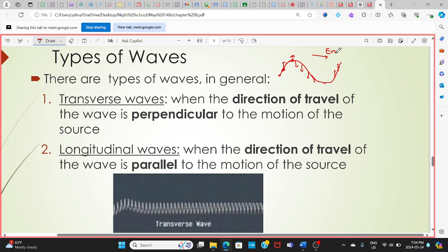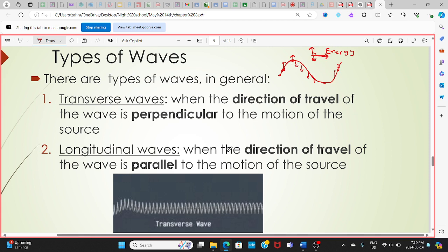The energy moves forward, the molecules go up and down. That's why the molecules go up and down. It means the direction of travel of the wave is perpendicular to the motion of the source, the motion of the particles. Okay? Any questions? So they are perpendicular. Particles move up and down, then the energy moves forward.